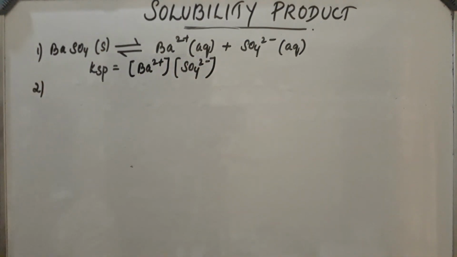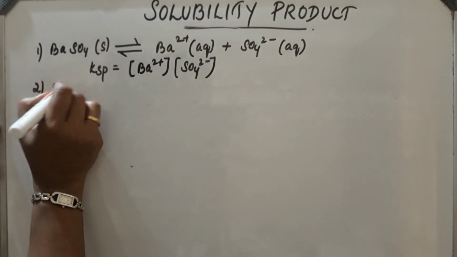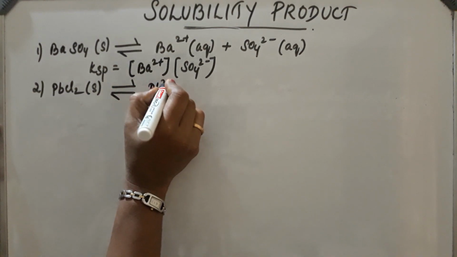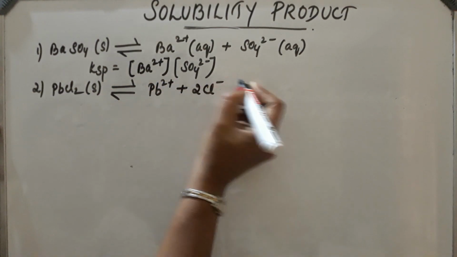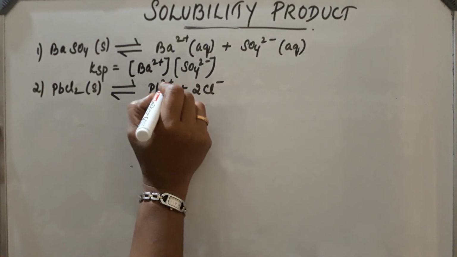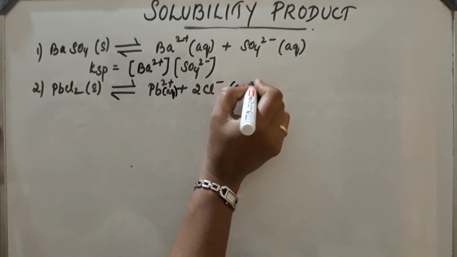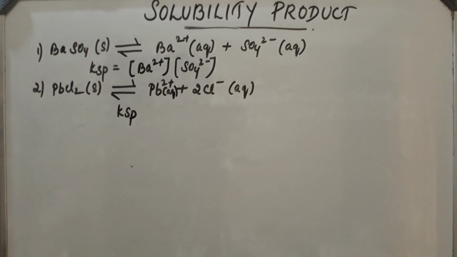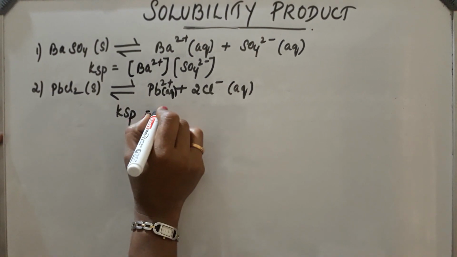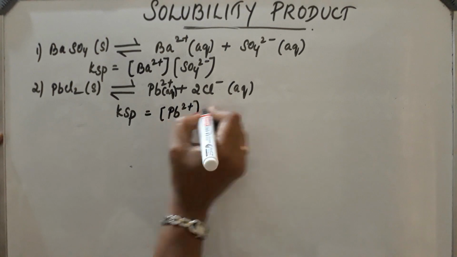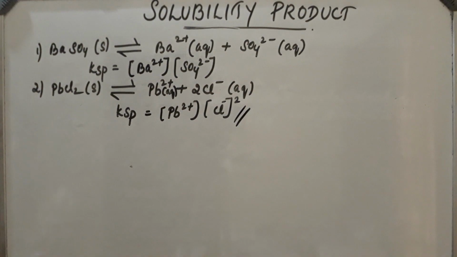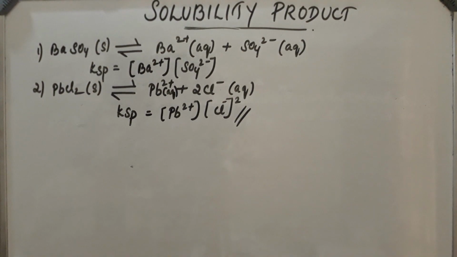Now, second type, PbCl2. In this case, Pb2+ and 2Cl-. What will be the solubility product? Here, stoichiometry. So, 2 Cl- ions are present in the equation. So, concentration of Pb2+ times concentration of Cl- whole raised to 2. So, with concentration term raised to the power, the number of times the ions present in the equation.